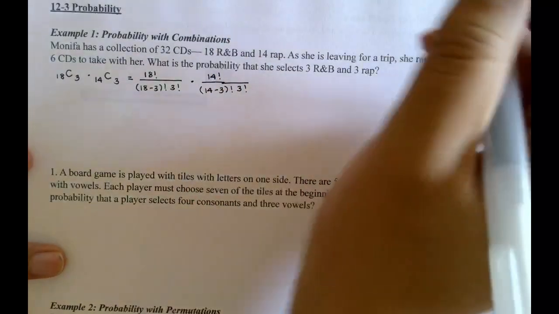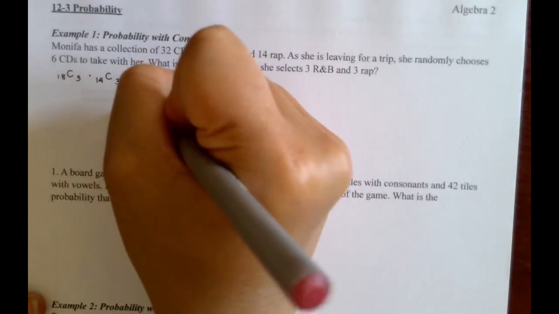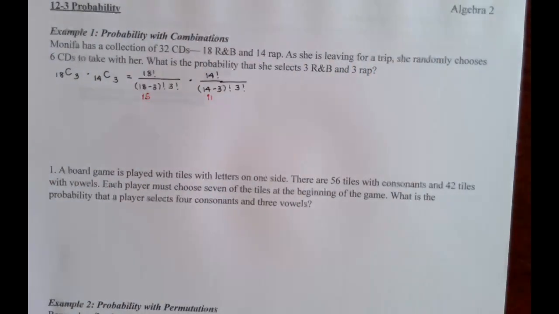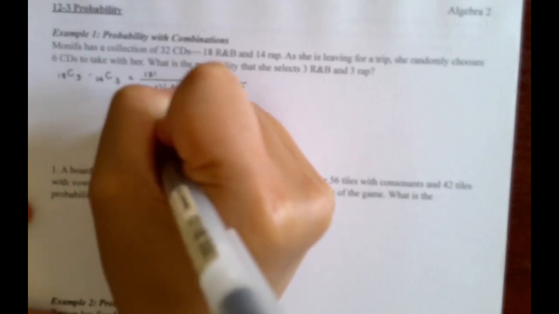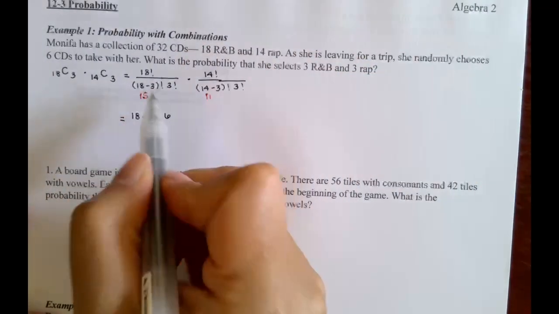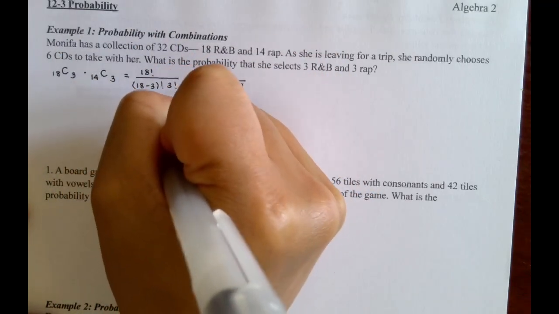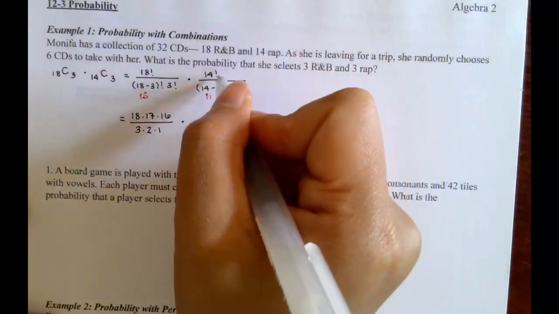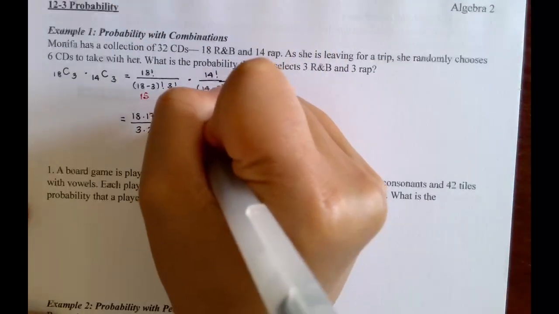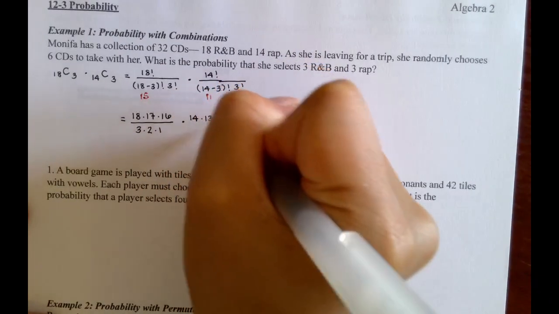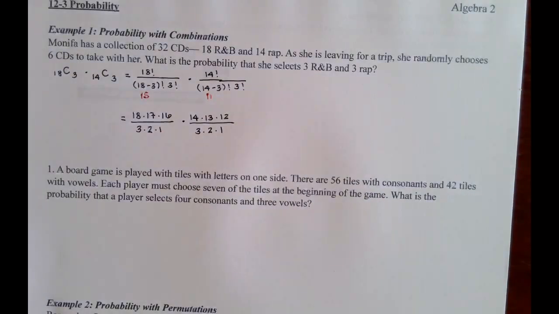Okay. So since this here is 15, this is 11, then what I am left over with is 18, 17, 16, right? Because 15 and on is going to be canceled out with each other over 3 times 2 times 1, right? And then 14 factorial over 11 factorial, so that means everything 11 and on is going to be canceled, so it's just 14, 13, and 12 over 3 times 2 times 1, okay? So then let's simplify here.